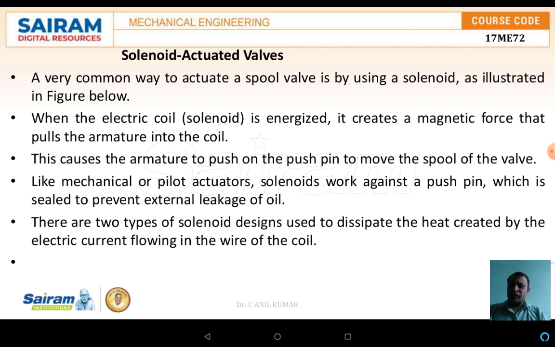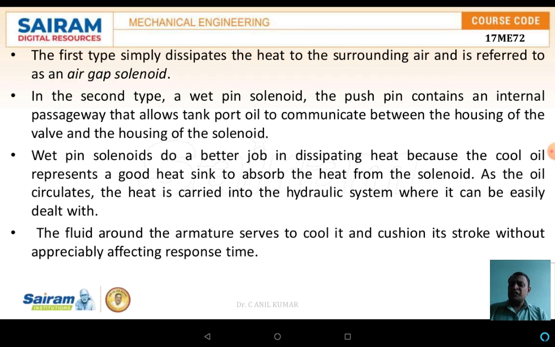There are two ways of solenoid design used for dissipating the heat created by the electrical current flowing in the wire of the coil. The first type simply dissipates the heat to the surrounding air and is referred to as the air gap solenoid system. The second one is the wet pin type solenoid, where the push pin contains an internal passageway that allows the tank port oil to communicate between the housing of the valve and the housing of the solenoid.